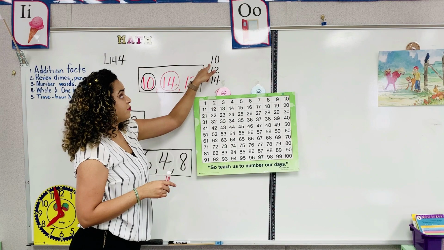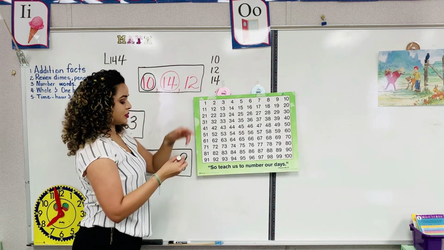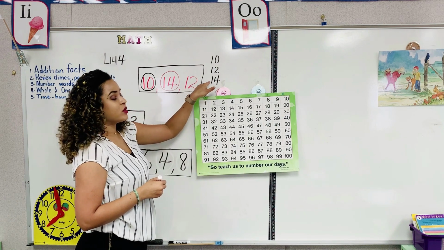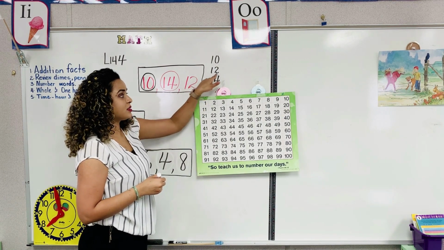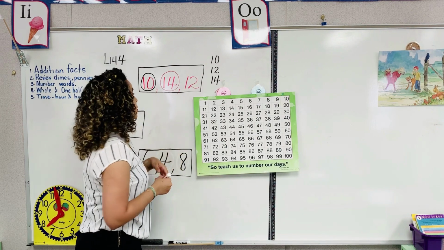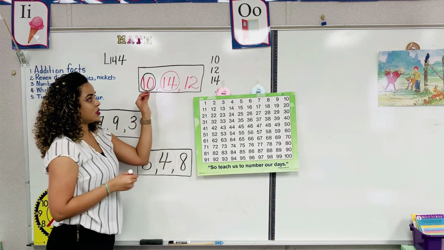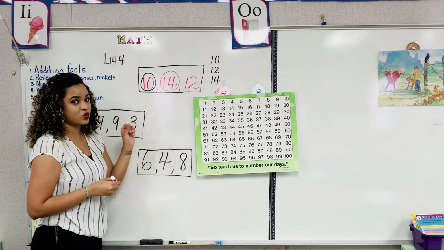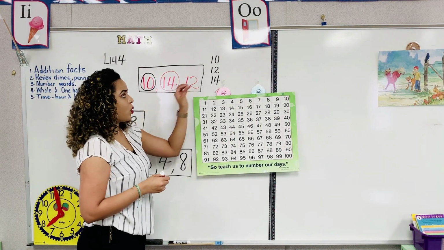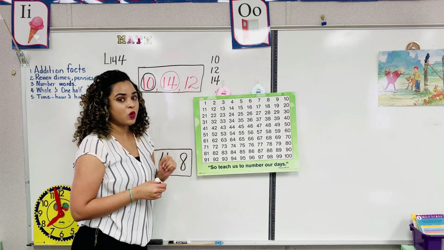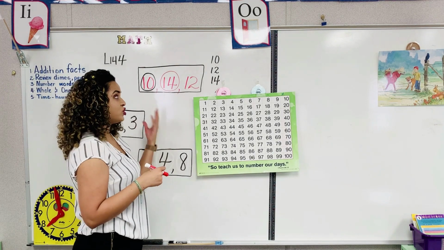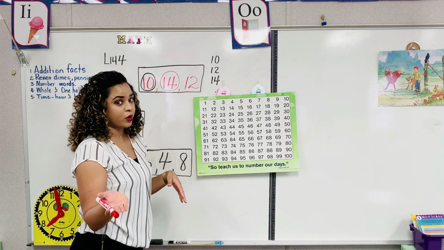In the same order, 10 is still the smallest. 14 is still the largest. And 12 is in the middle. Okay? So it does not matter the order in which you write the numbers. You can always identify the smallest number and the largest number. You just have to look and see which is less, which is more.